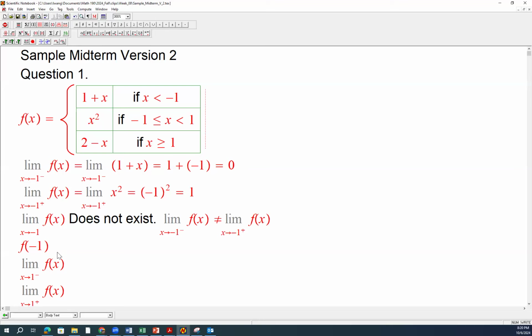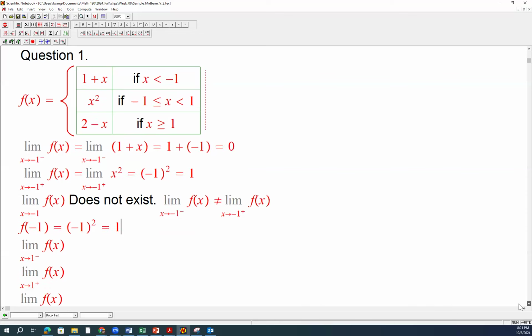For the function value at -1, we will be choosing the rule for x squared. So that's going to be x squared, and x will be replaced by -1. This avoids the other mistakes I mentioned before. So be sure you take care of these little things.